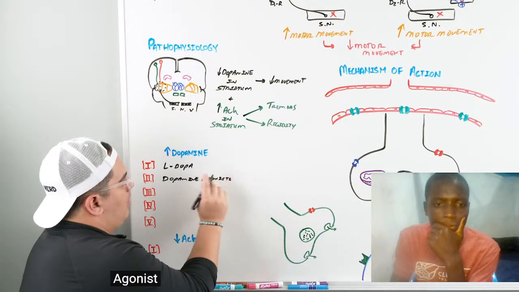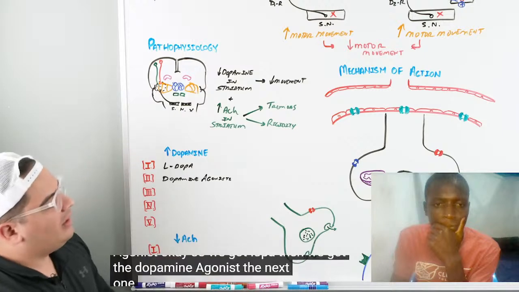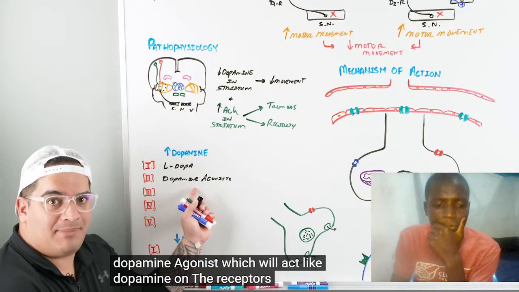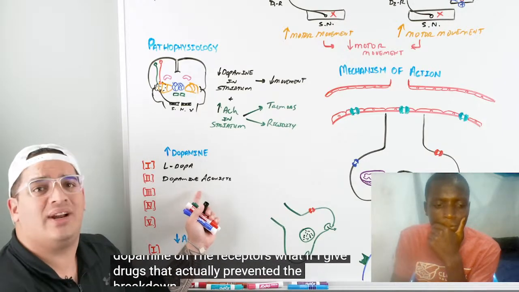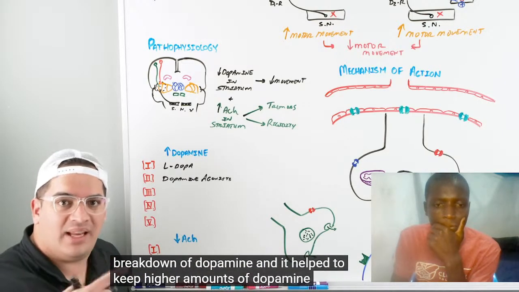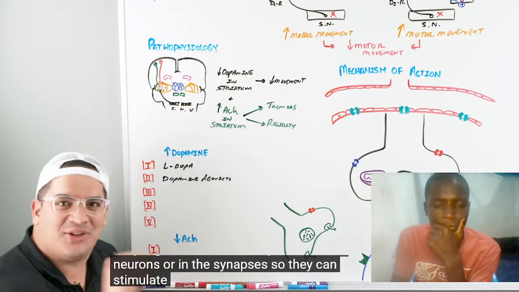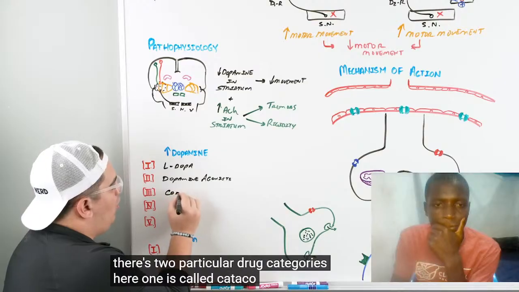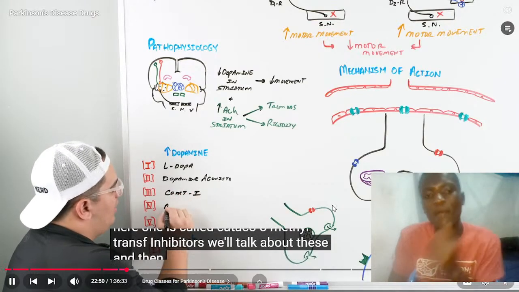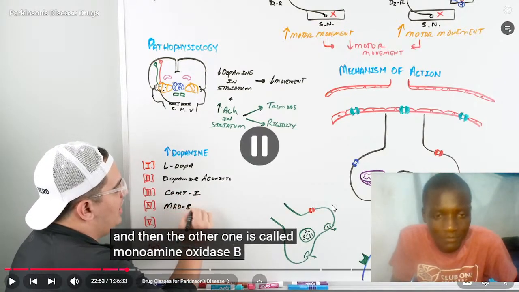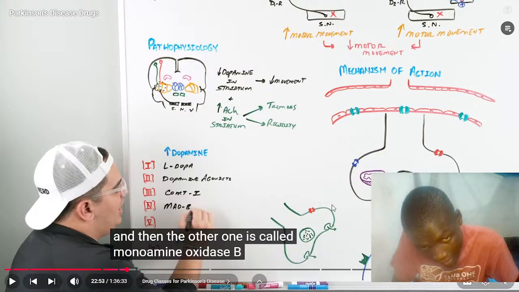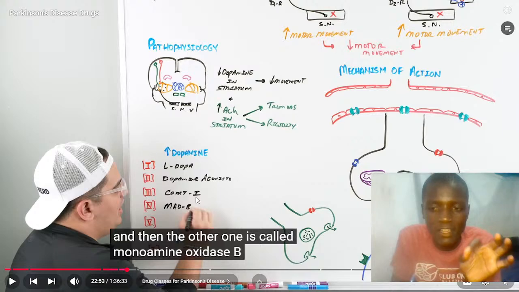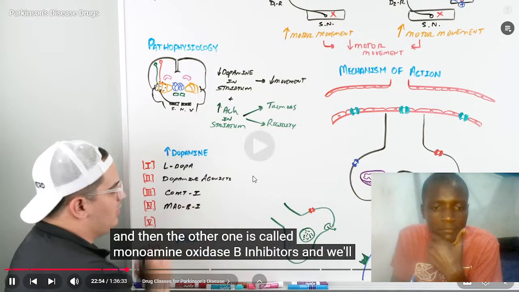Okay, so we've got L-DOPA, then we've got the dopamine agonist. The next one is, okay, I can give L-DOPA, which gets converted into dopamine. I can give a dopamine agonist, which will act like dopamine on the receptors. What if I give drugs that prevent the breakdown of dopamine, and help keep higher amounts of dopamine in the neurons or in the synapses so they can stimulate the dopamine receptors? There's less getting broken down. Well, there are two particular drug categories here. One is called catechol-O-methyltransferase inhibitors. We'll talk about these. And then the other one is called monoamine oxidase B inhibitors, which prevent the breakdown of dopamine so that it stays and acts for long periods of time. We'll talk about these.